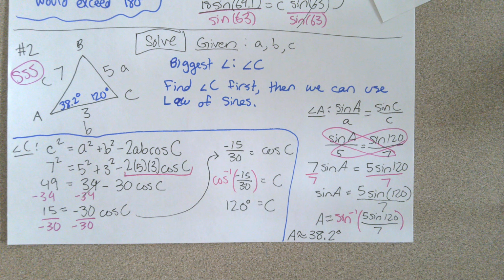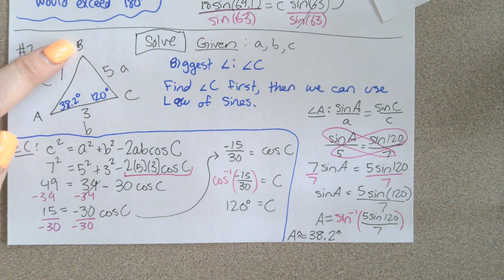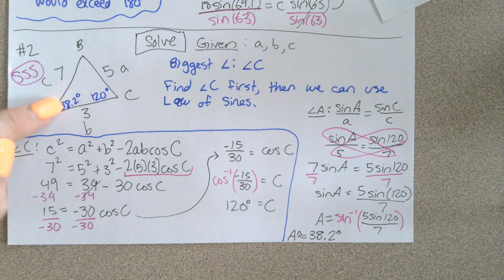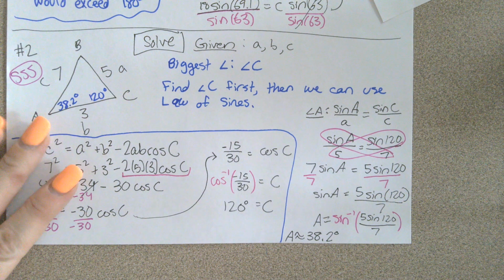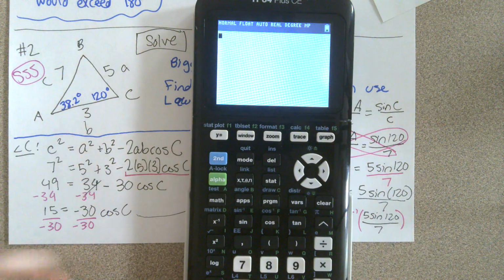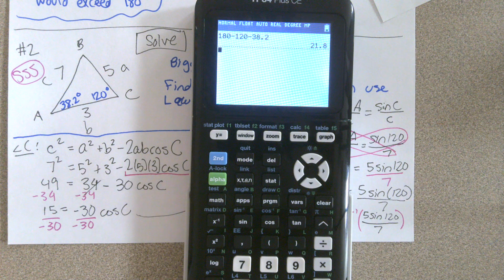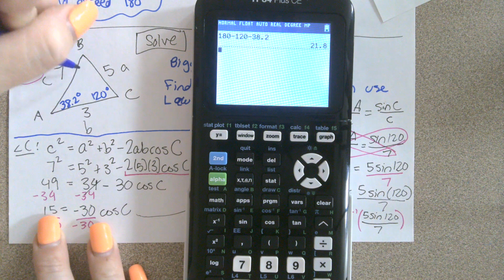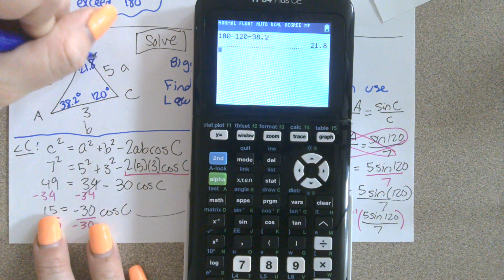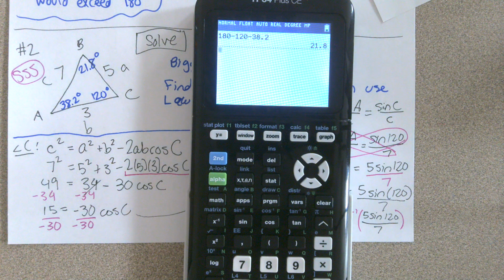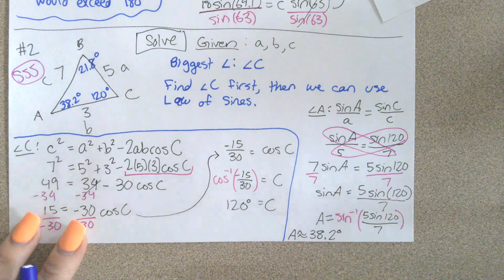All right, we are almost there. We know that to find B, we just have to subtract both of these from 180. I will just do that in my calculator. (21.8 degrees). That is our angle B, and we have fully solved our triangle.